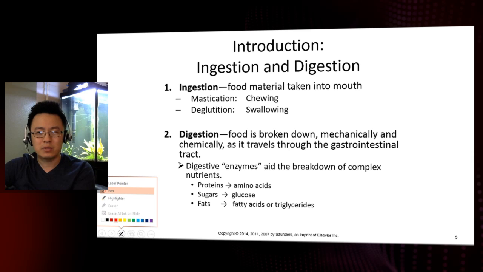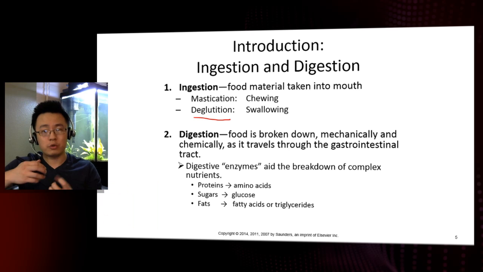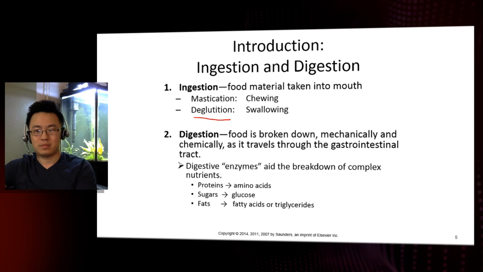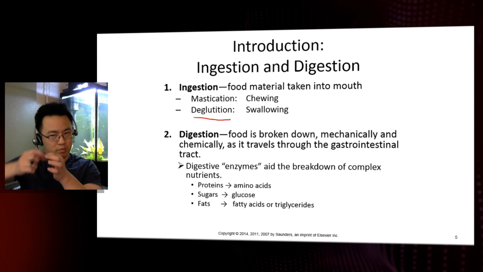All right, so deglutition here is that process known as swallowing. So you chew the food, you masticate your food, and then you have to swallow your food. Deglutinate your food. Now, once the food goes down, it goes down through this tube known as the esophagus, which begins at the oral cavity or your mouth, and then goes straight down into your stomach. It's just a tube.